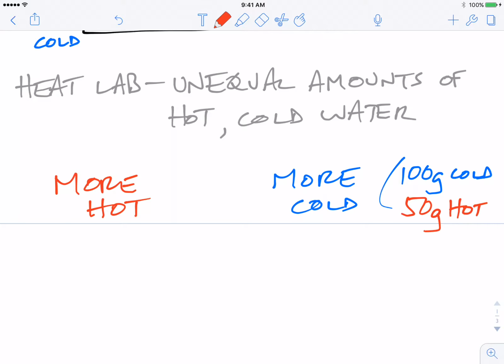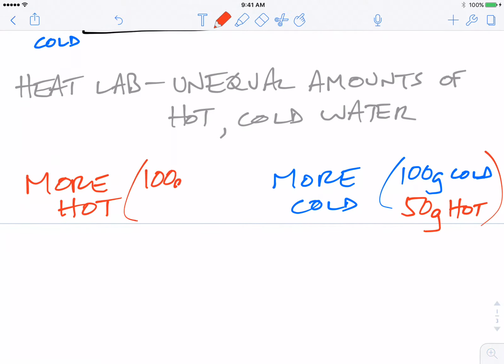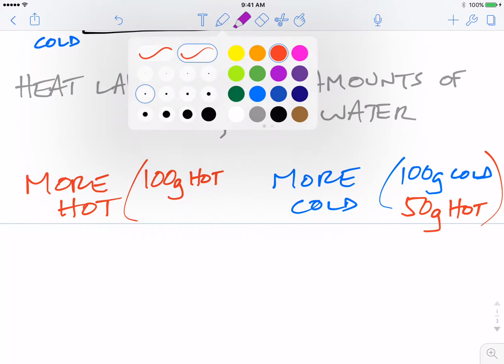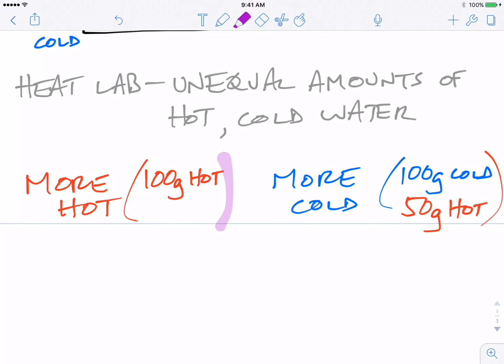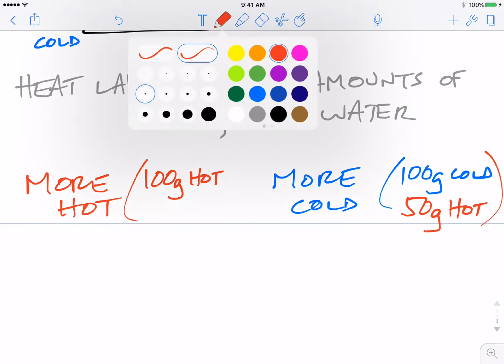We would mix different amounts, different enough so you would see an impact if mass was important in terms of how much heat it can hold. For instance, if we did more hot water, I could flip it: 100 grams of hot and maybe 50 grams of the cold.